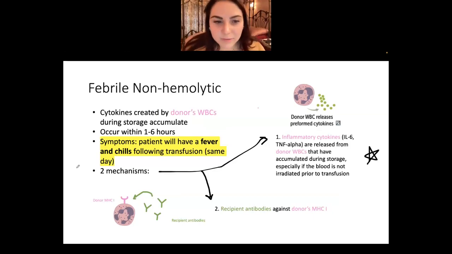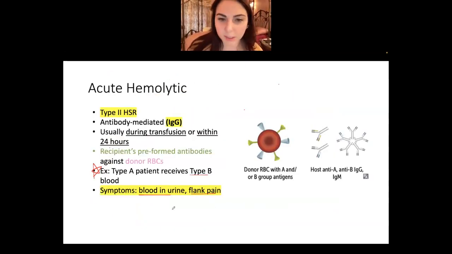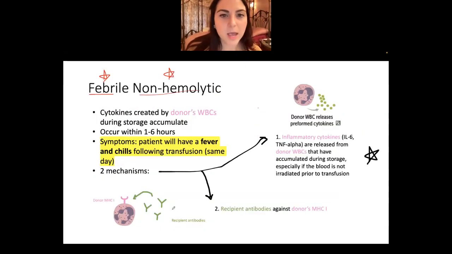Okay, so for this one, I added a little bit more because I think this one's kind of hard to visualize, at least with the First Aid picture. But remember, febrile non-hemolytic, the name tells you what type of transfusion reaction it's going to be. They're going to have a fever, and you're not having a hemolytic reaction. So you're not having something like this. You're not having blood in the urine, flank pain. That's not happening. And remember, this is the one that happens if you don't irradiate. Did I take it out of here? I think I might have. Oh no, it's right here.